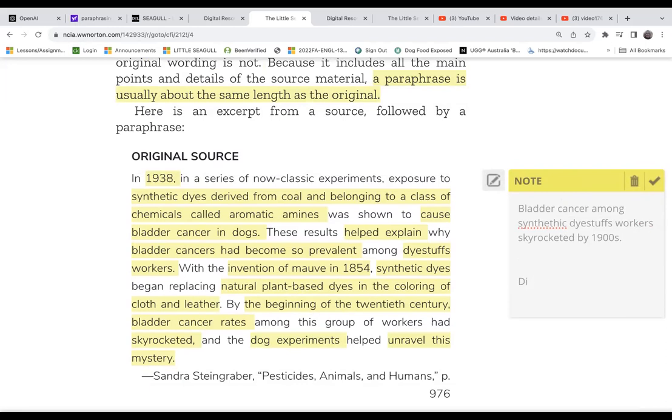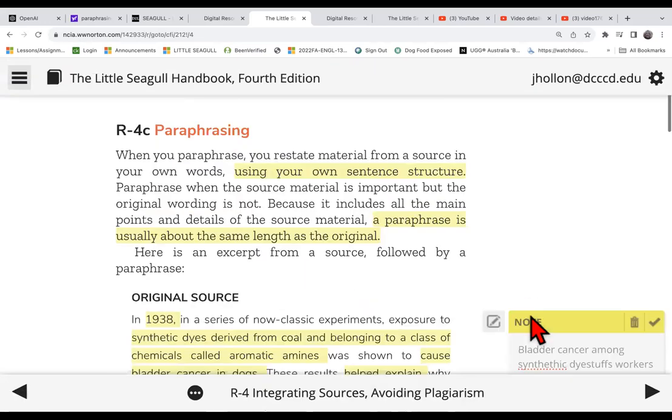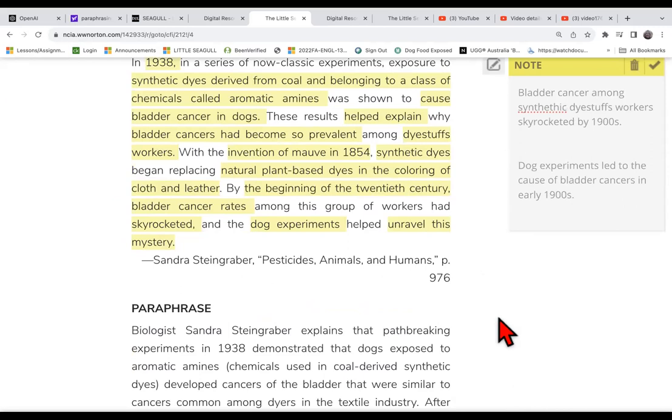Dog experiments led to the cause of bladder cancer in early 1900s. Isn't that the same thing as saying early 19th? Oh no, I don't think we're in the 19,000s yet. So okay, I've got that. I might want to come back and make sure these things that I've highlighted and these comments are in there somewhere, perhaps.